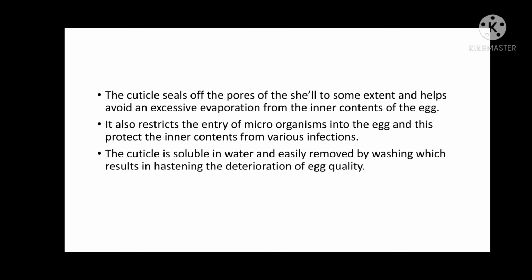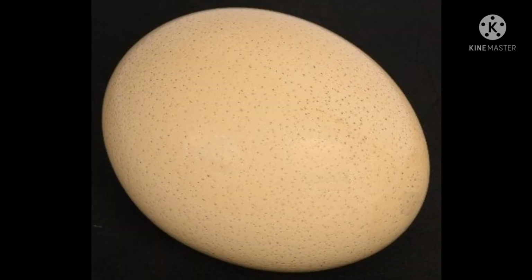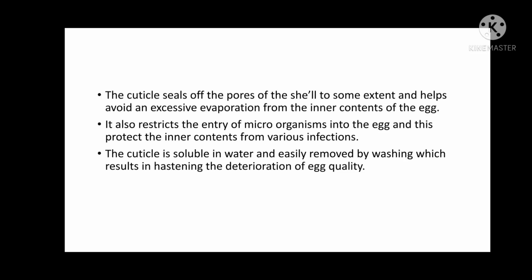There are 7 to 17,000 tiny pores distributed over the shell surface, and a greater number at the large end. Here you can observe the image of the egg with pores, and as the egg ages, these tiny holes permit moisture and carbon dioxide to move out and air to move inside to form the air cells.